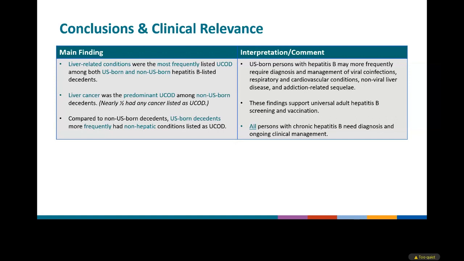And this is another bullet that could be applied everywhere. These findings support universal adult hepatitis B screening and vaccination. And it's a reminder that all persons with chronic B, irrespective of how long they've been infected, certainly need diagnosis and ongoing clinical management.